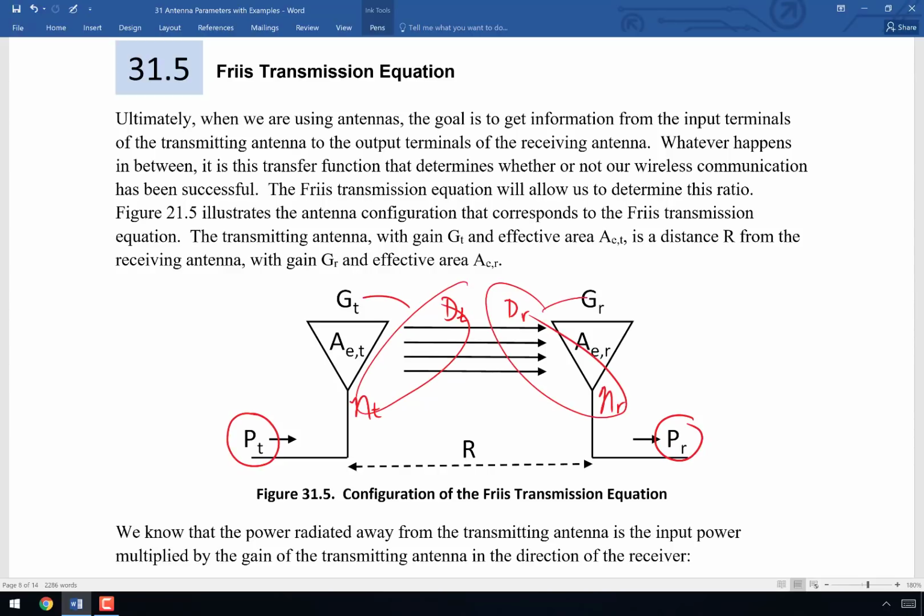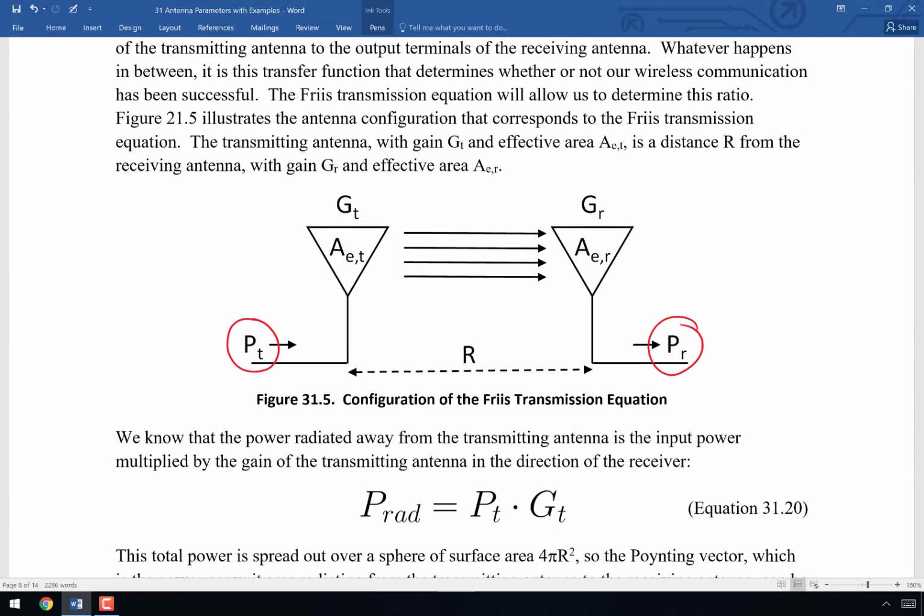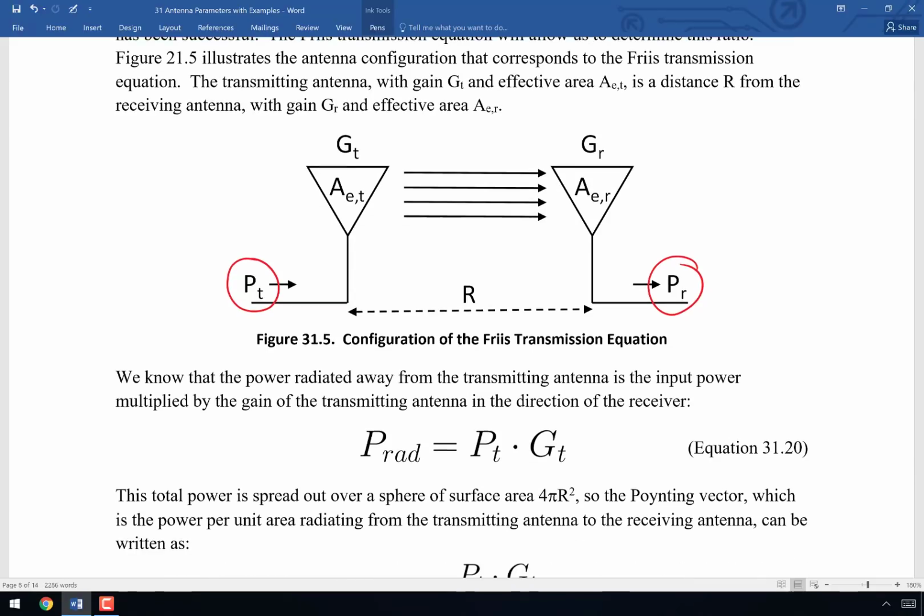These two form the gain of the receiver, and then the gain of the transmitter can be used to calculate the effective area of the transmitter, and the effective area of the receiver comes from the gain of the receiver. But again, ultimately, all of that is math. Ultimately, the only thing that matters is going from the transmitted power to the received power. We really need to be able to calculate that ratio of P received divided by P transmitted.